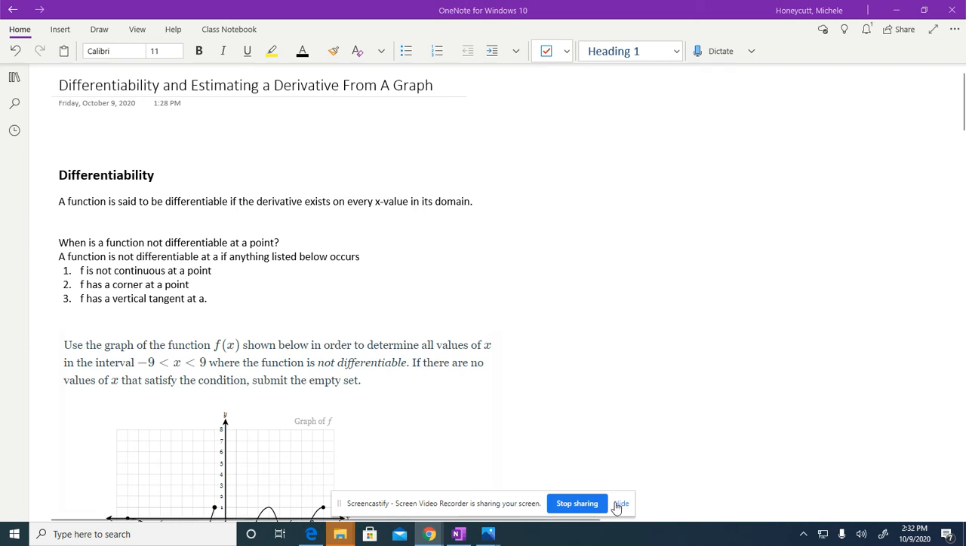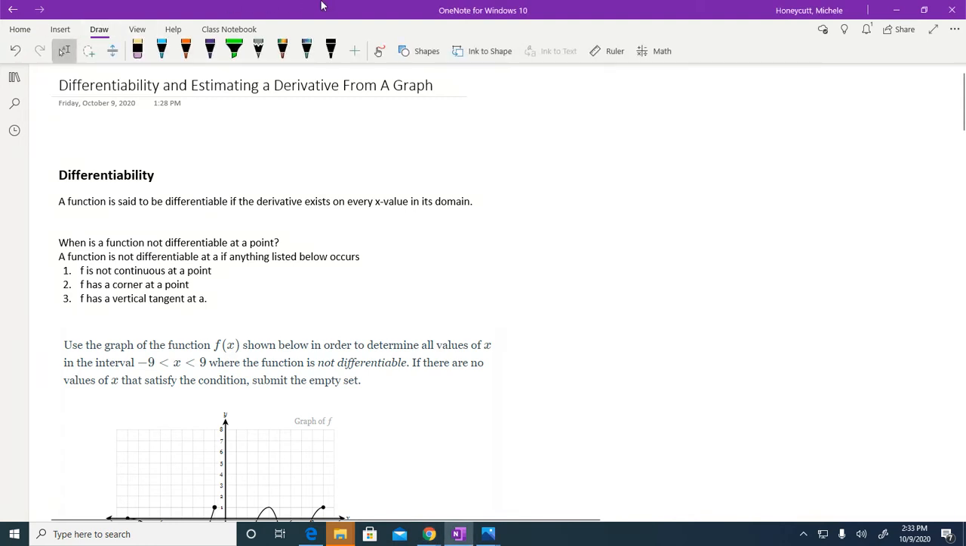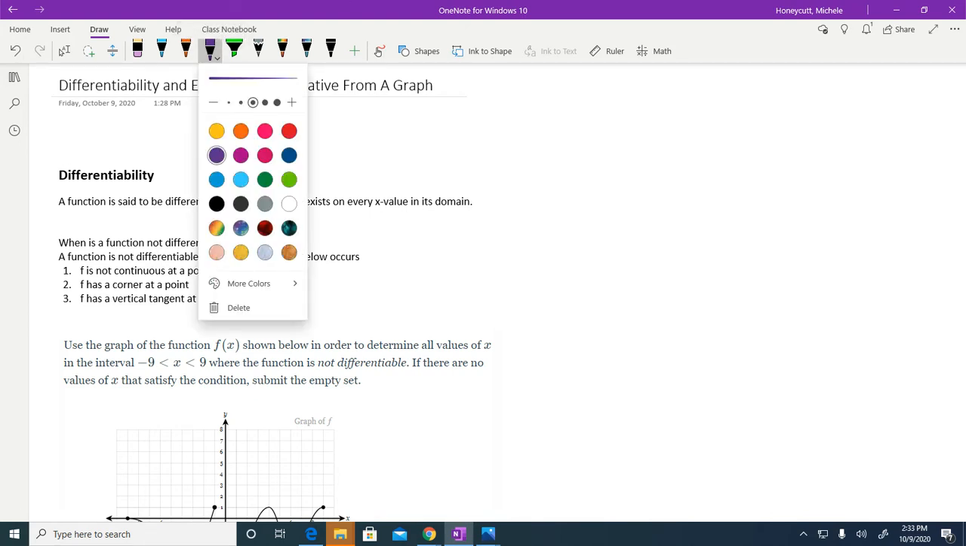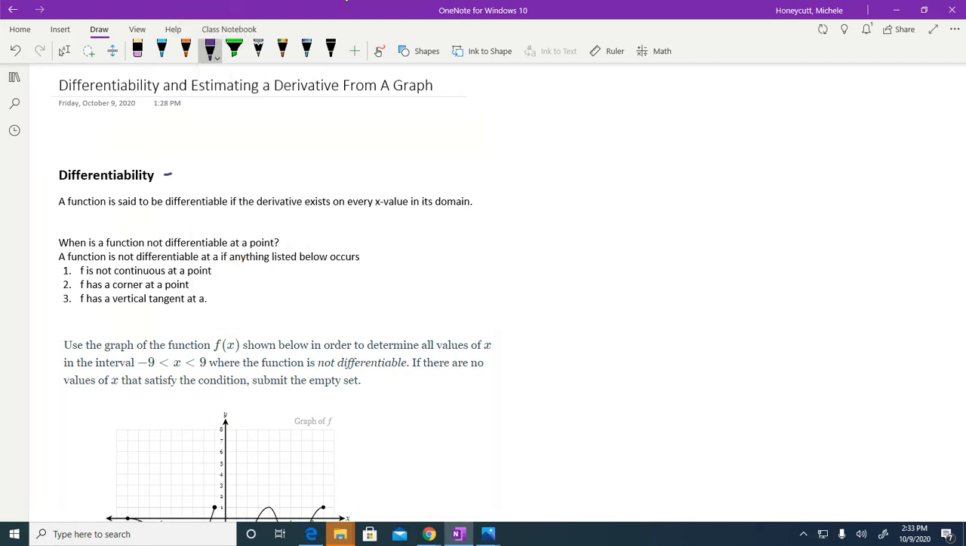So in this video, we'll talk about how to determine whether or not a function is differentiable at points, and then how to estimate the value of a derivative from a graph. So remember that a derivative is defined to be, informally, the slope of a tangent line at a point. So sometimes you'll be asked to determine if a function is differentiable or even where a function is not differentiable. So differentiable means that the derivative exists.